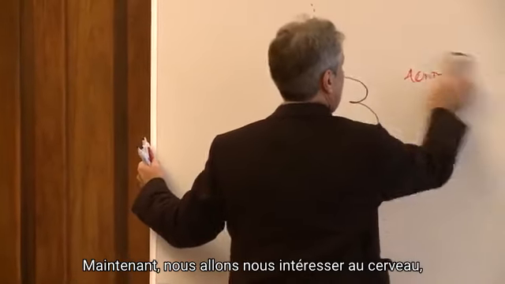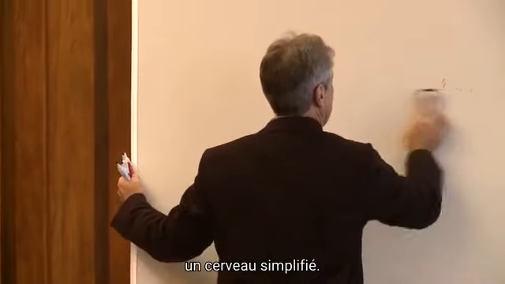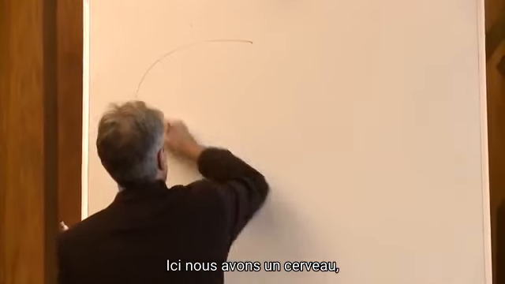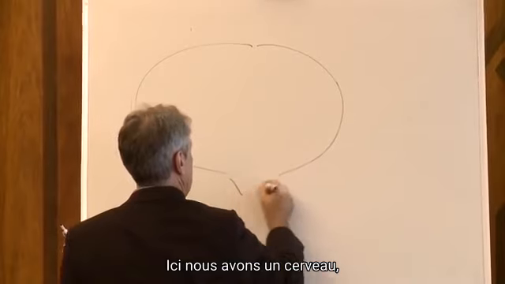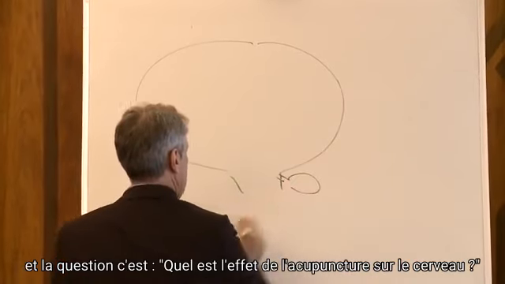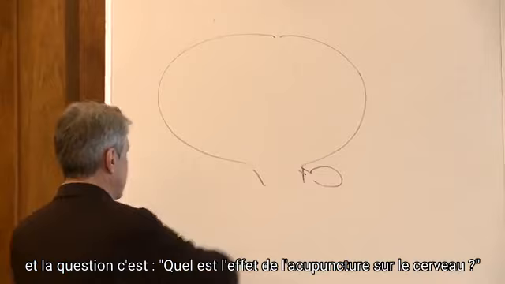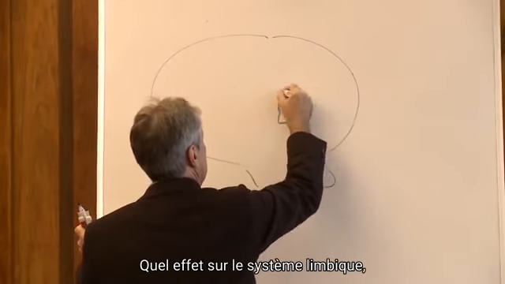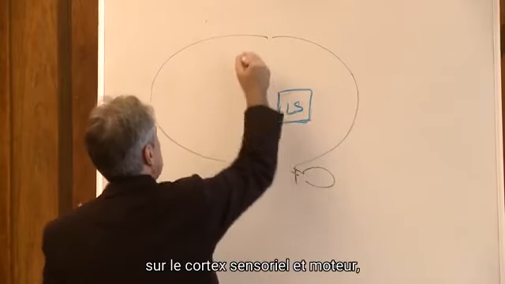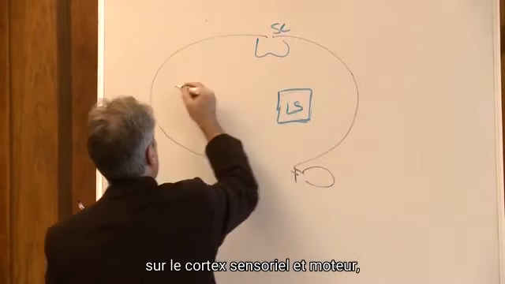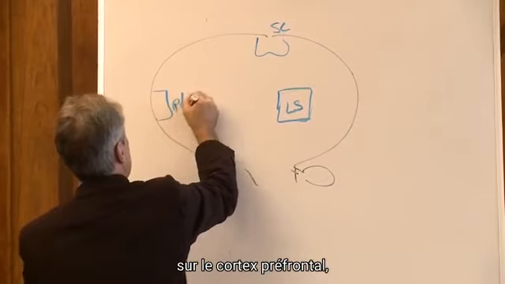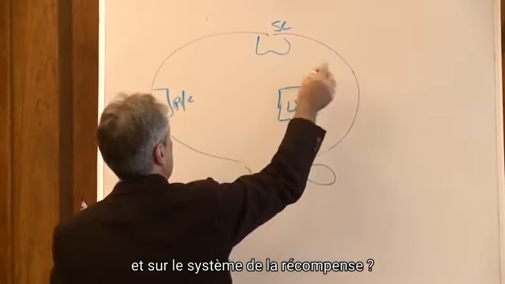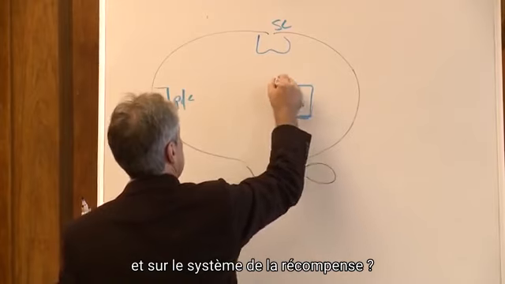Now, we are going into the brain. This is a simplified one. So now we have our brain here. And so the obvious question then is, what is acupuncture doing in the brain, with the limbic systems, with the somatosensory cortex, with the prefrontal cortex, and with the reward system?